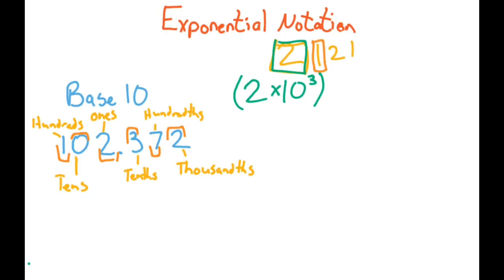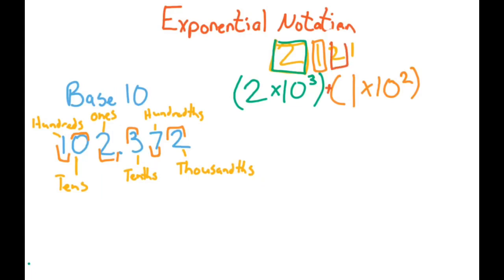Next, let's look at our hundreds place. How many hundreds do we have? Well, we only have 100. So 1 times 10 to the, well, how many zeros are there in 100? How many numbers come after the 1 for 100? That would be 1, 2. So 10 squared. I should put a plus sign here.